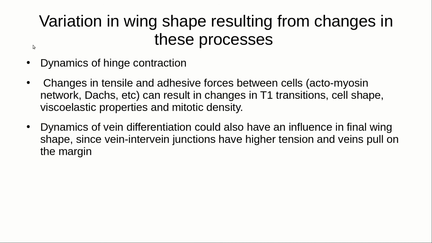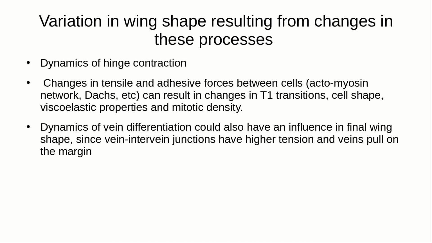Obviously, dynamics of hinge contraction are very important. For instance, how much cells contract, or when they start and end contraction, or how asymmetric this contraction is with respect to the anterior-posterior axis. Also, the pattern of adhesion of the blade to the cuticle might be important, and this can be related to changes in dampy protein expression.